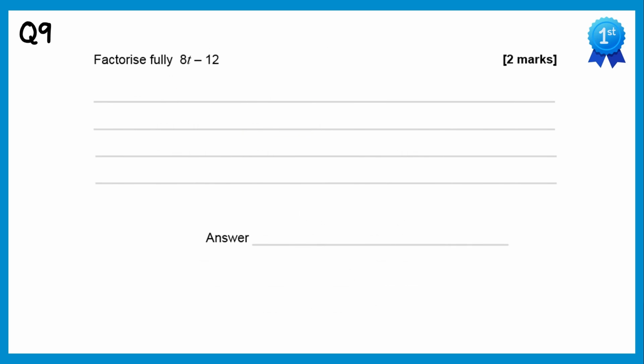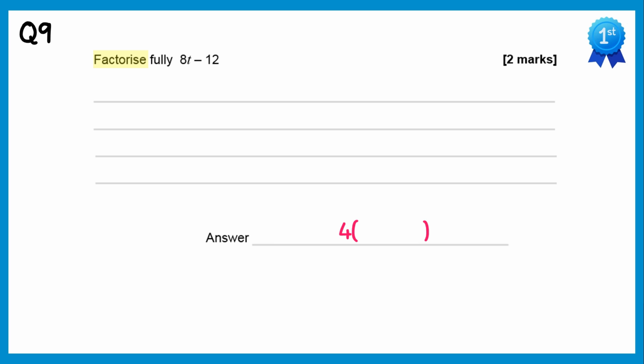For this question, we're asked to factorise. To factorise means to put into brackets. So if we look at 8t and -12, we're looking for the highest number that goes into both of them. That turns out as 4. So we take a 4 outside the brackets.